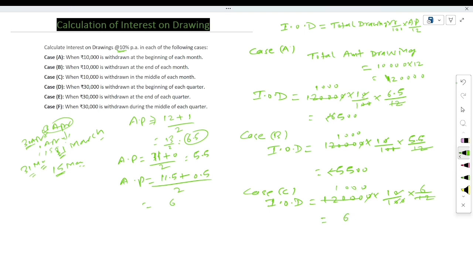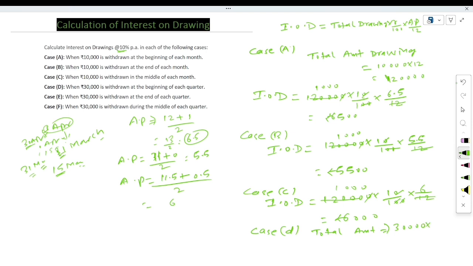Here your interest amount would be 6000. This is case 3. Now come to case 4, it means case D. What is happening here? When 30,000 is withdrawn at the beginning of each quarter, now he is withdrawing the amount on a quarter basis. Then first of all you have to find out what will be the total amount he will withdraw during the year.